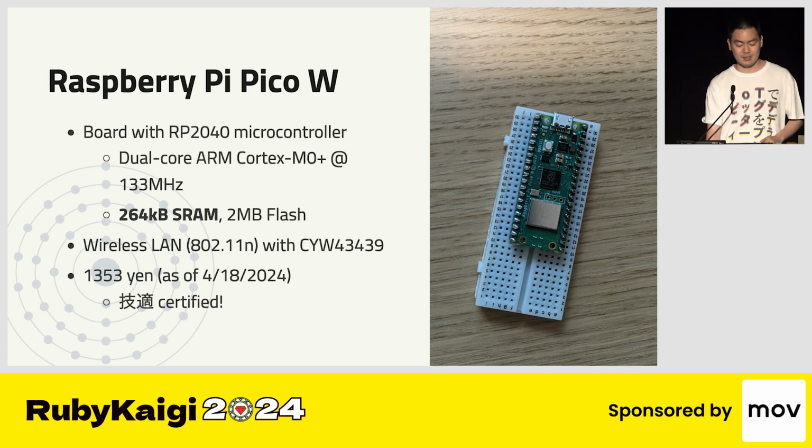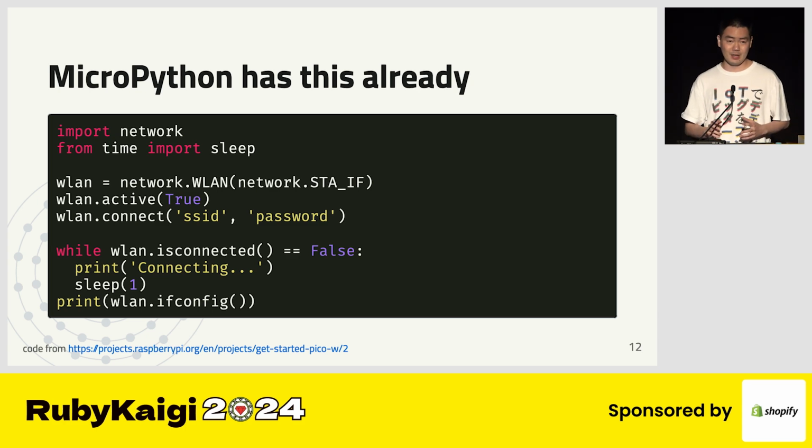It also has wireless LAN with a CYW43439 chip, and it costs 1,353 yen as of April, which is around less than $10 at the current rate. And also, this is Giteki certified, so we can legally use wireless in Japan. And MicroPython is already able to connect to the Wi-Fi, connect to the internet, and do HTTP, HTTPS.